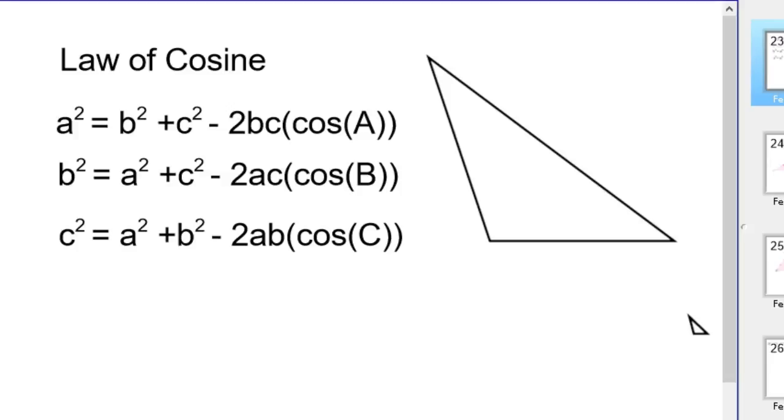Alright, so we're going to start with the law of cosine, and here I give you the equations for the law of cosine. Typically they're given to you on most exams. If you have to take it, you don't have to memorize them.